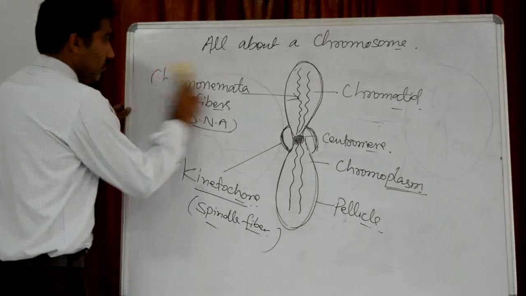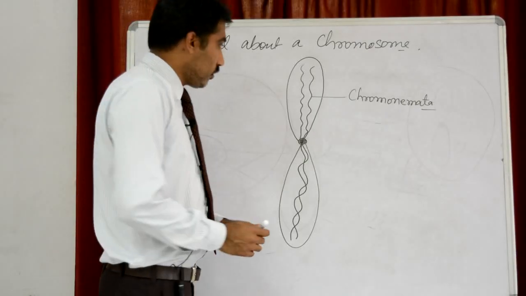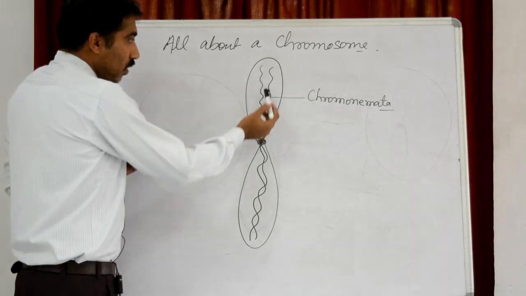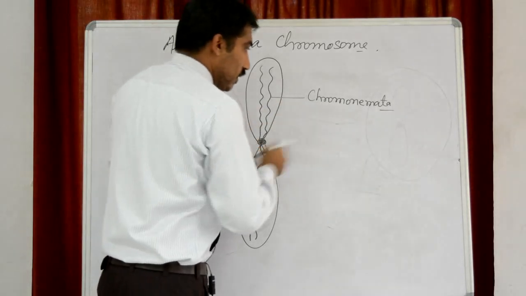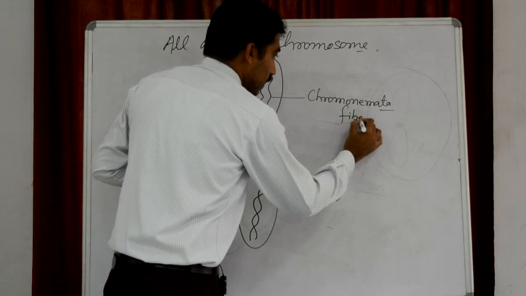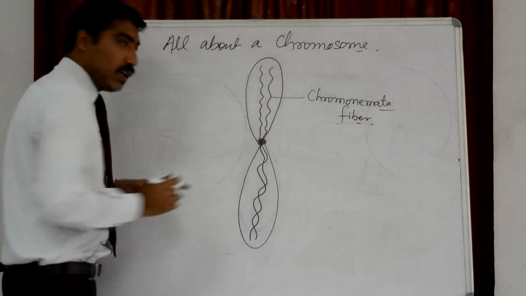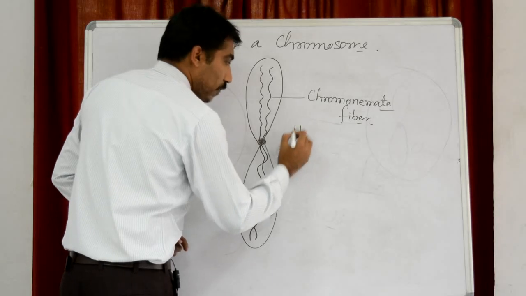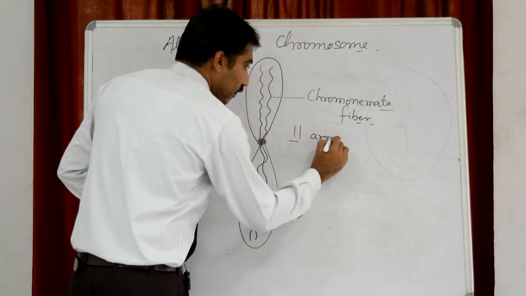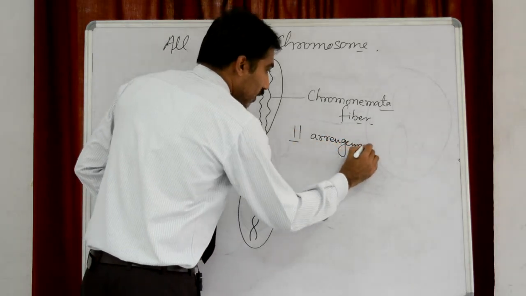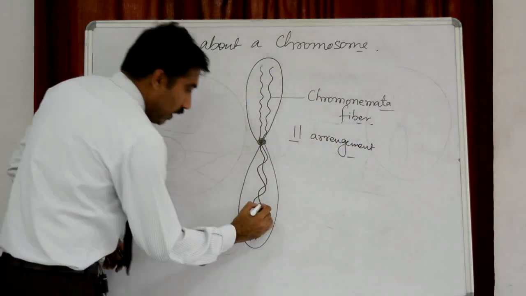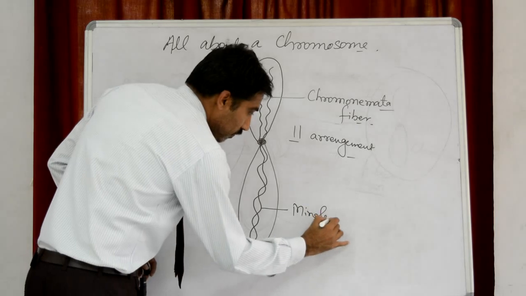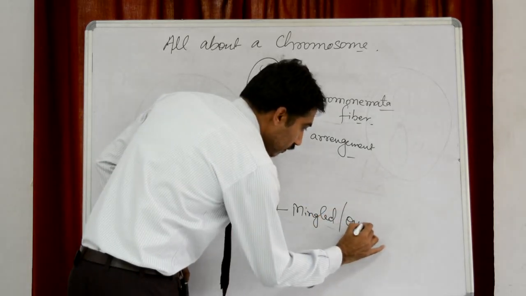Dear students, as you can see here, these chromonemata fibers are arranged in different ways. In the upper arm they are in a parallel arrangement, you can see here, and here these are mingled or overlapped.